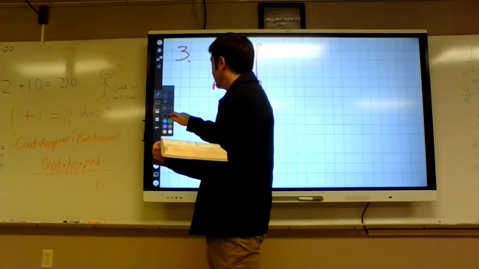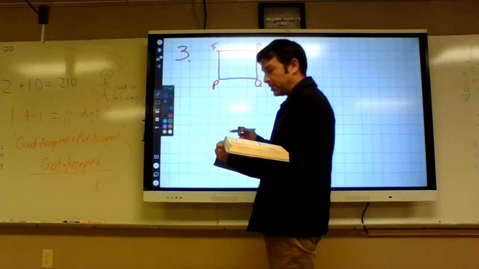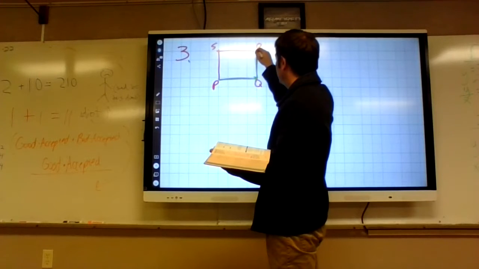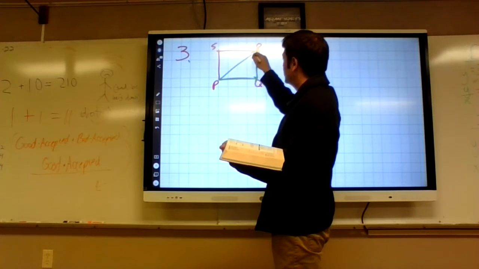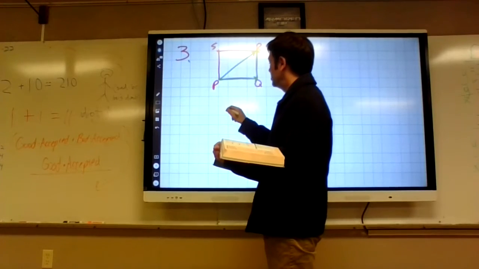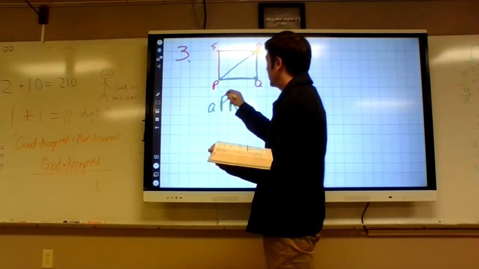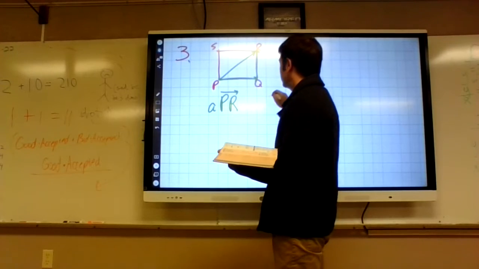What do you get when you add ray PQ plus ray QR? Don't you get a line through the middle? Okay, yeah, you get this ray, which would be called ray PR. So A is ray PR, or sorry, vector PR.